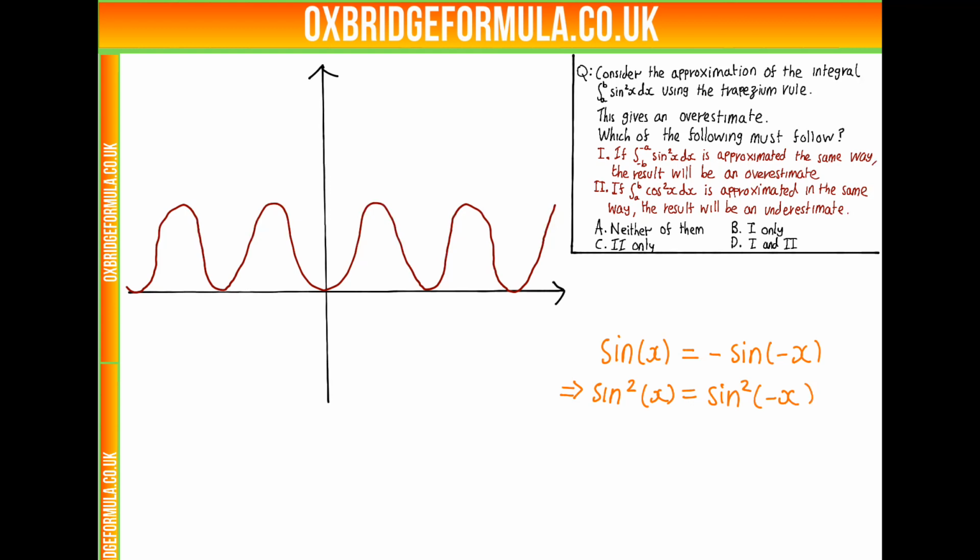So now let's introduce an a and b. We'll put a here, b here, and we've got some trapezium rule approximation. Here I've just done 3 trapeziums. Here, here, and here.